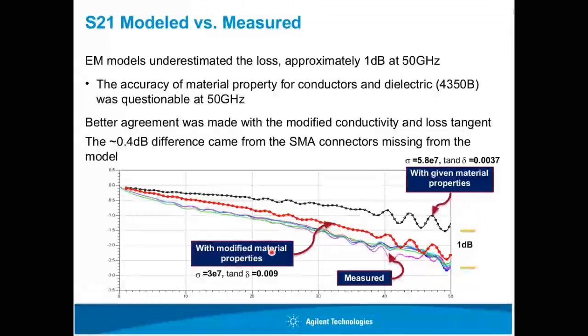As you could see, with the modified values, it showed better agreement compared to the measured data. But still, there were around 0.4 dB differences between these two. This 0.4 dB difference is coming from the missing SMA connector portion. If we go back to the Southwest web page and try to find the loss of the SMA connector itself, we could find their report saying that when they put the SMA back to back and measured it, there is around 0.4 dB loss at the frequency of 50. So if we compensate for those 0.4 dB, then we could match the loss from the simulation to the measured data very, very well.